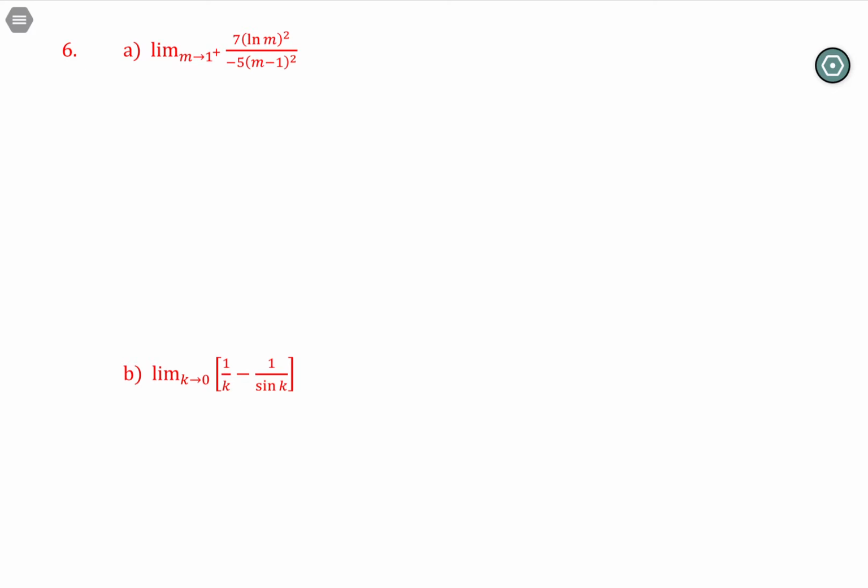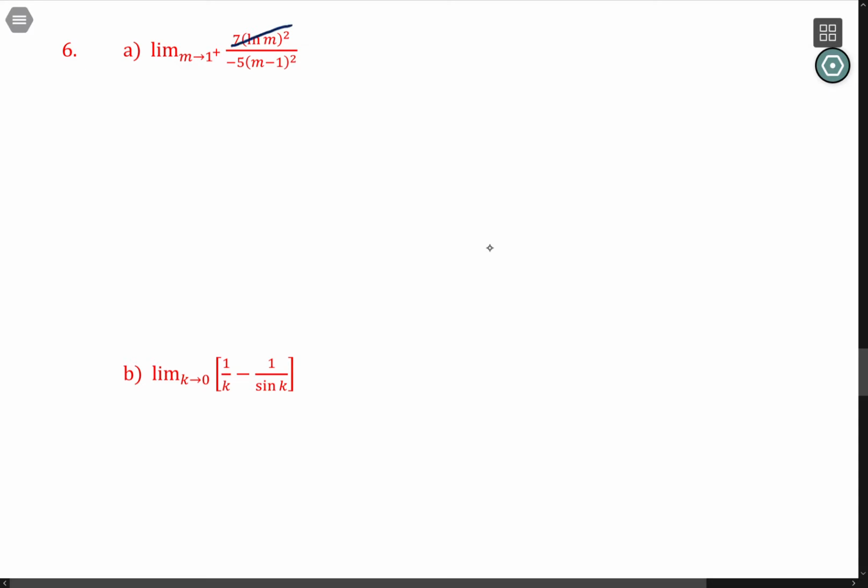So as m approaches 1, natural log of 1 is 0, so the top is getting really close to 0, and the bottom as well. 1 minus 1 is 0, which means this is a valid place to apply L'Hopital's rule.